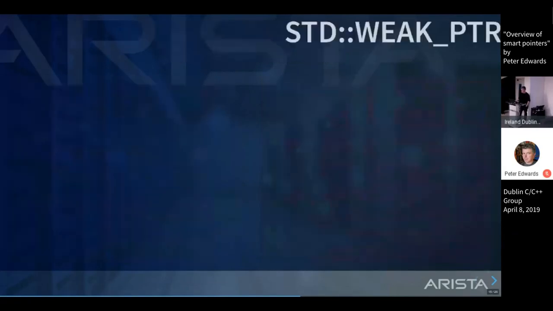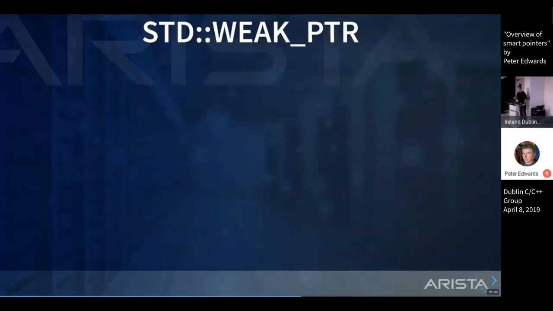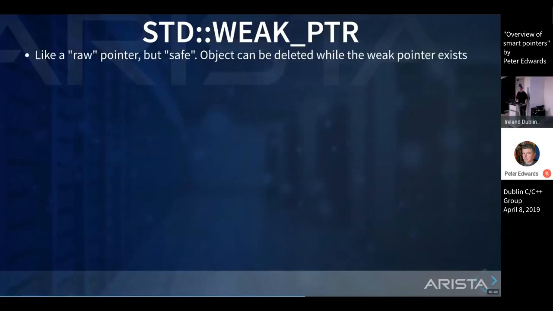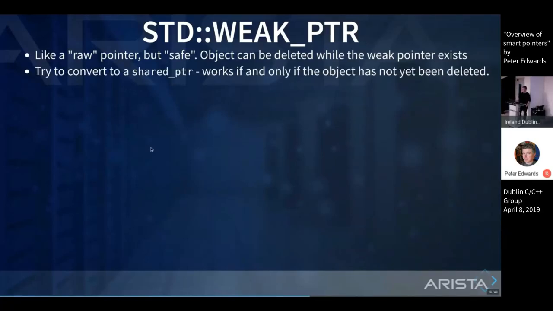Okay, so that covers the basics of what shared pointer does. We also have this idea of a weak pointer. A weak pointer is something where we can keep a reference to an object that is also in a shared pointer, and it acts like a raw pointer, but it's safe in that once all the shared pointers go out of scope, you can no longer get the shared pointer value out of the weak pointer. The way we actually use weak pointers is we convert it into a shared pointer as we need to use it. And if the object has already been deleted, that either throws an exception or returns null, depending on how you go about doing the conversion.